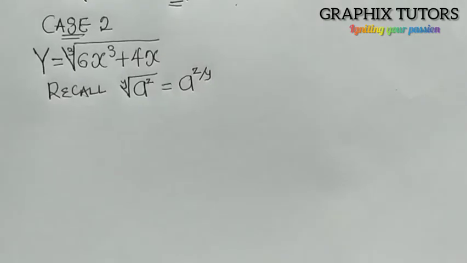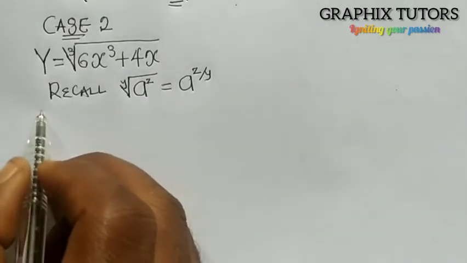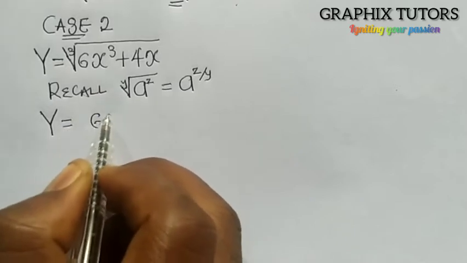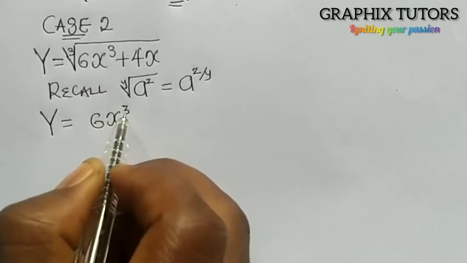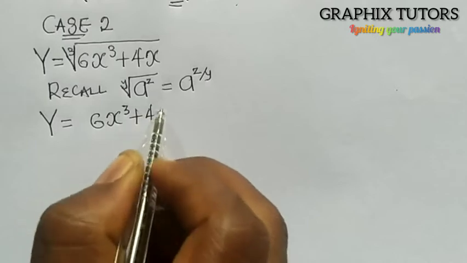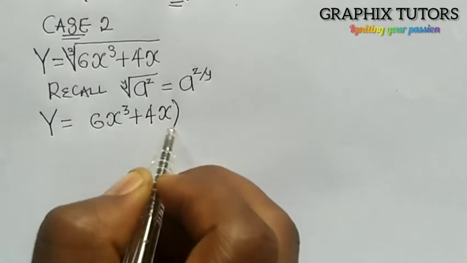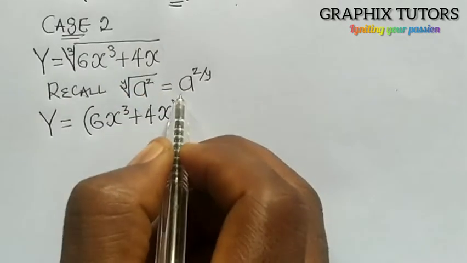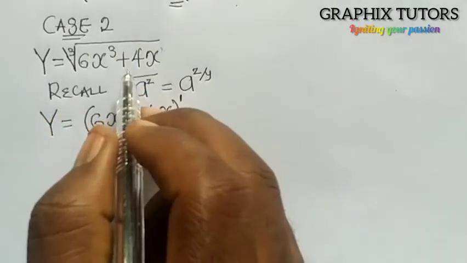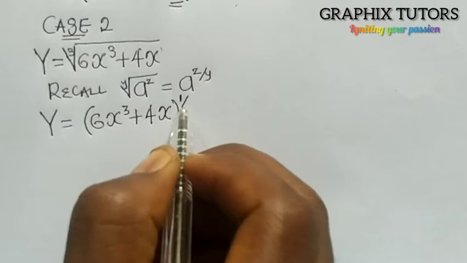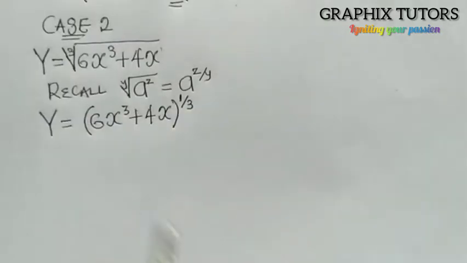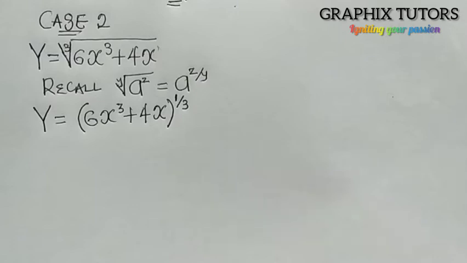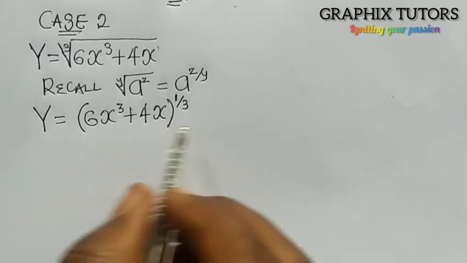So if I want to do that, my y will now be equals to, I'll write my 6x cubed plus 4x, open a bracket, whatever is up here. Since there's nothing up, it is 1, then all over whatever is inside there, which is what? 3. So that's what I will be having, right? So from here we've gotten this.